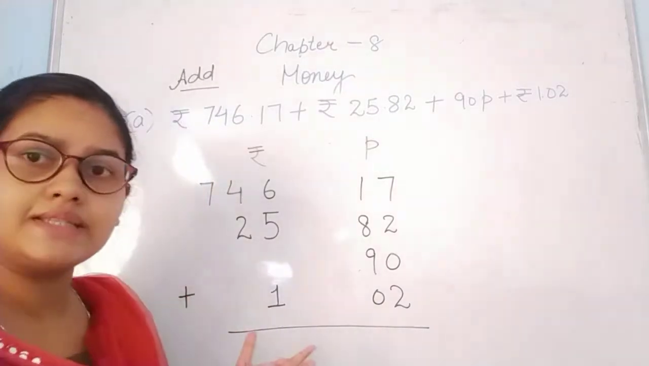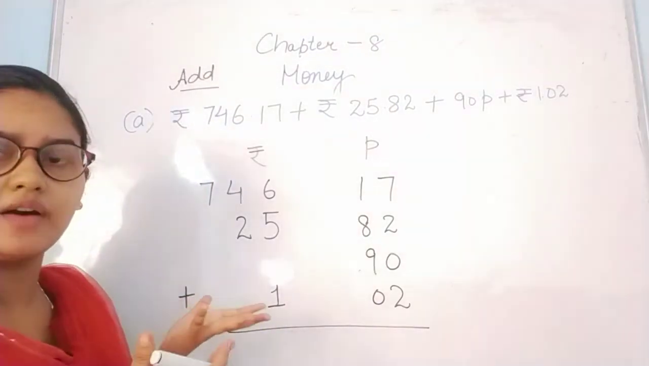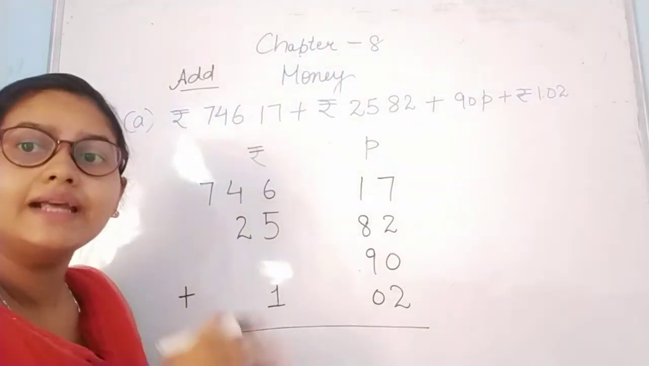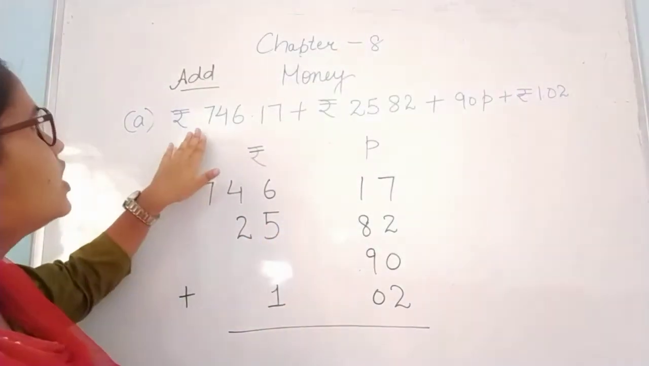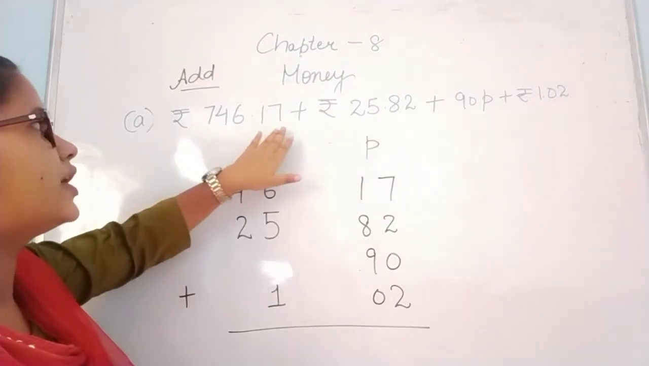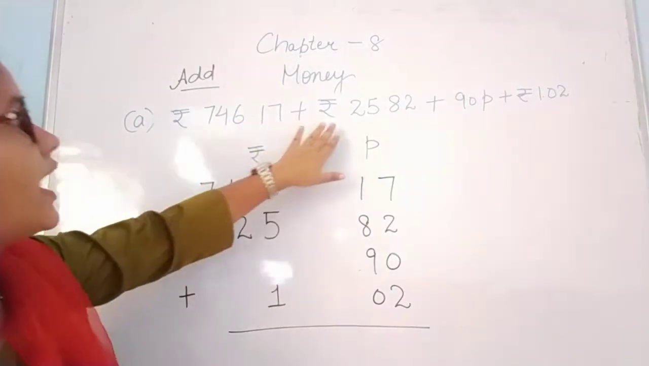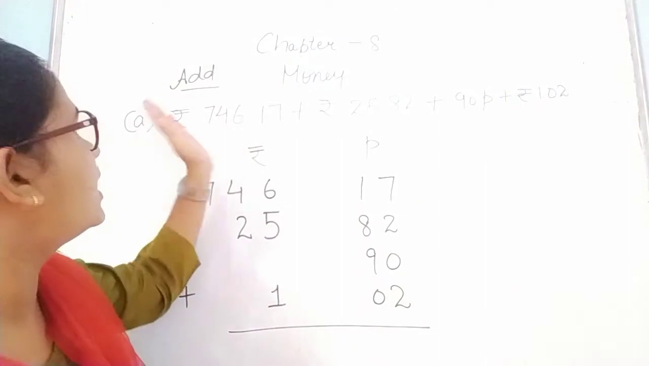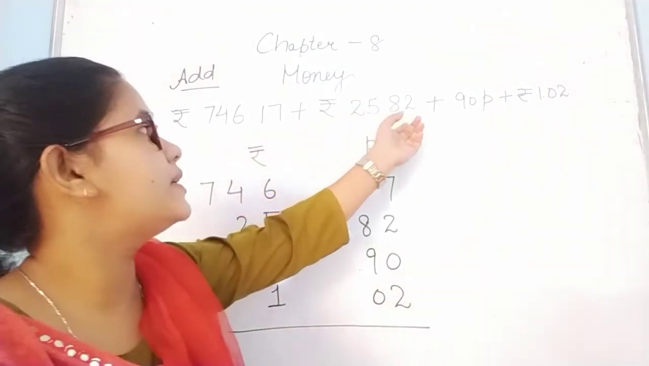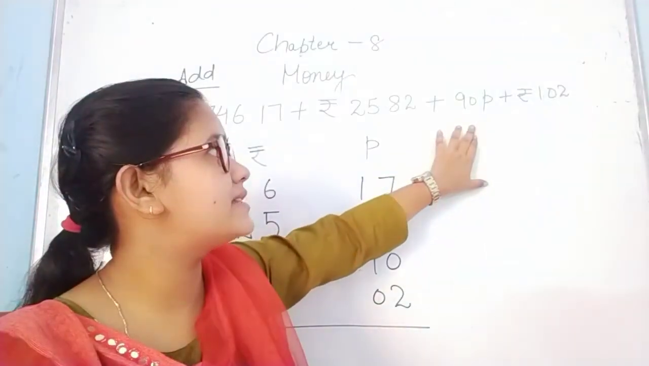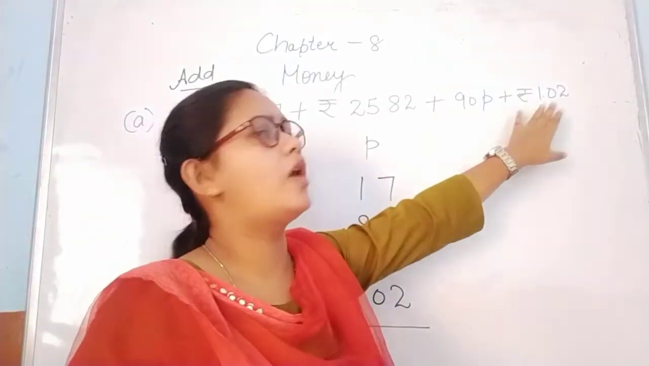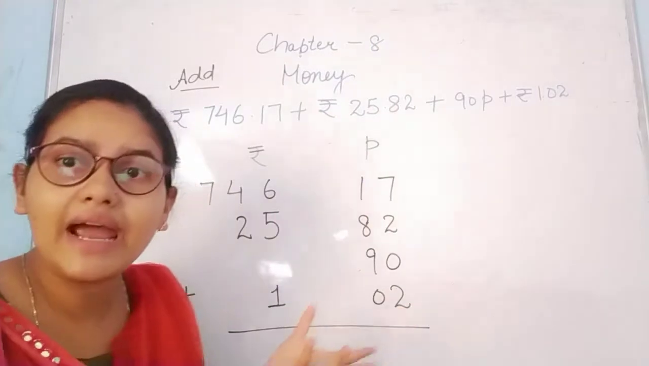So students, you can see here are four equations we have, which means we have to add four kinds of rupees. The first is rupees 746.17 paise, and then we have to add 25 rupees 82 paise, and again we have to add 90 paise with rupee 1.02 paise. How will we add these equations?